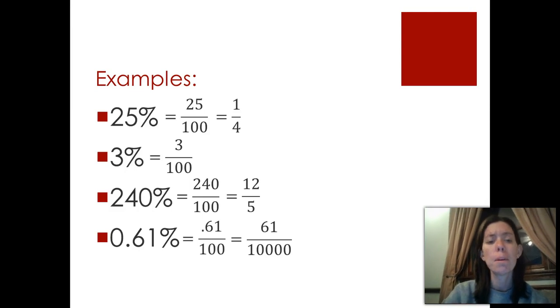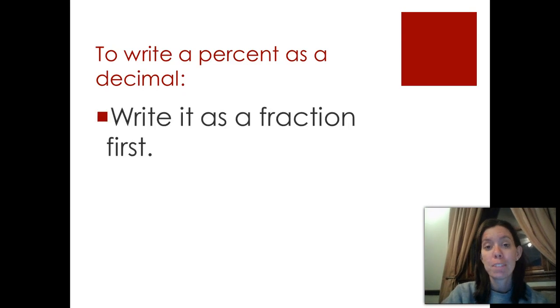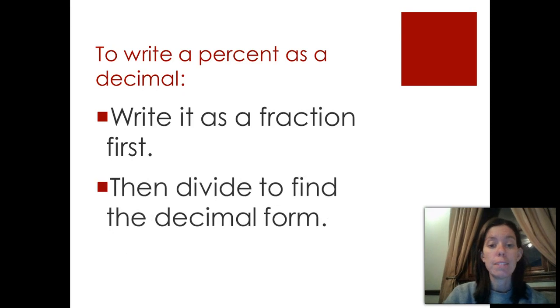Okay, if we go back up, I gave you space to write the two steps that it takes to write a percent as a decimal. And the first step is write it as a fraction. So if you want to go from percent to decimal, you're going to go kind of through writing it as a fraction first. And then from there, you just divide the numerator by the denominator. So this is where a calculator will come in handy.